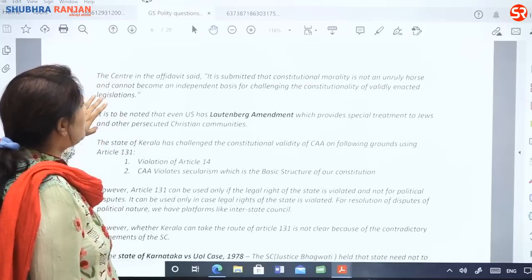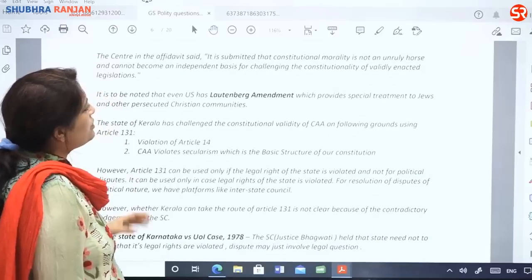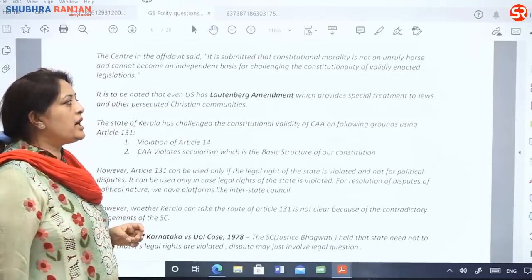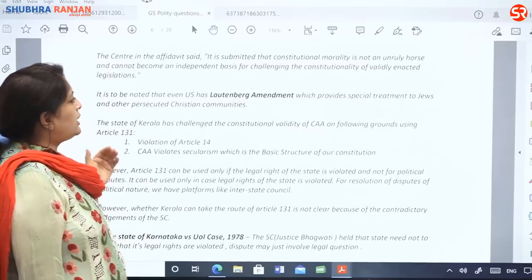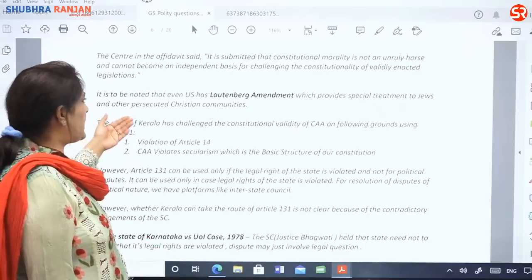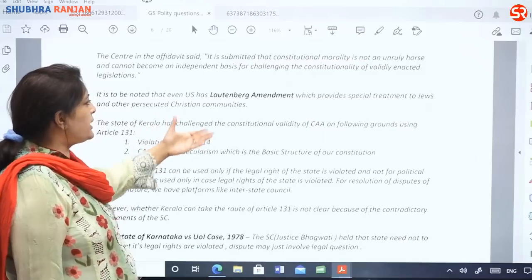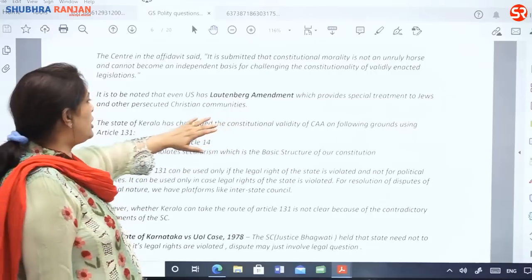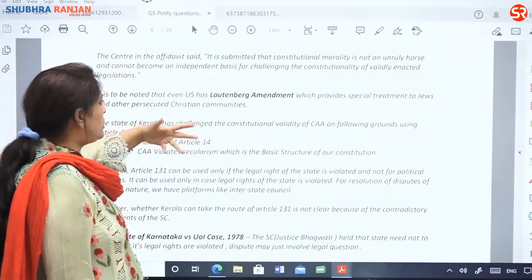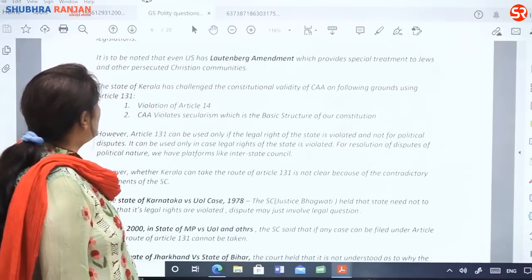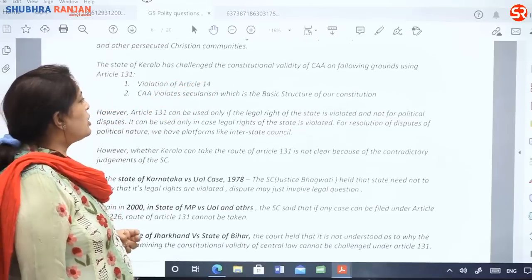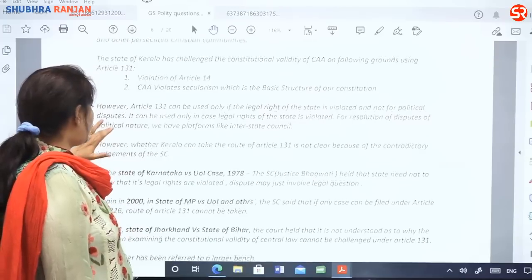The Center in the affidavit said it is submitted that constitutional morality is not an unruly horse and cannot become an independent basis for challenging the constitutional validity of enacted legislation. It is to be noted that even the USA has the Lautenberg Amendment, which allows special treatment to the Jewish and Christian communities. The state of Kerala has challenged the constitutional validity.